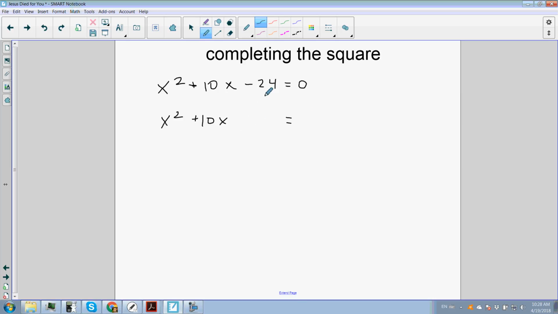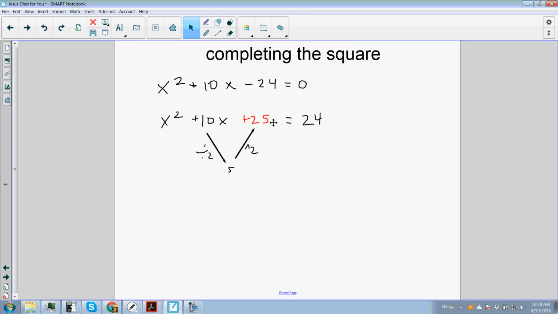Well, we leave a space here. We add this 24 to both sides so that we can leave a spot here to complete the square. We'll want to complete the square, and this is actually the same as one of the ones I just used. This 10, the x coefficient, needs to be divided by 2 to give us 5, and then you square the 5 to get plus 25.